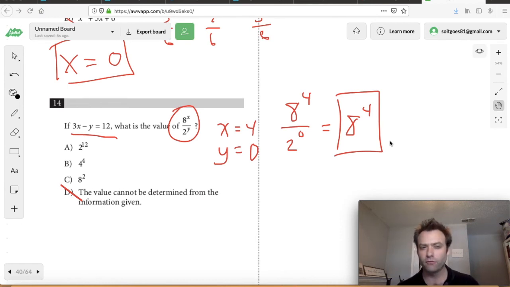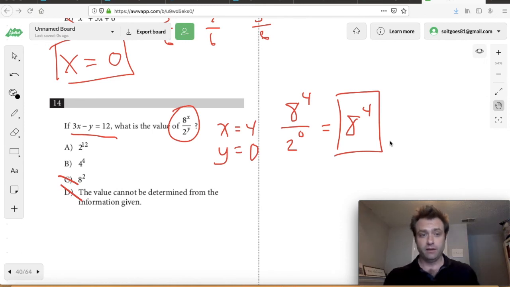I also know it's not answer choice C, right? Because 8 to the power of 2, or 8 squared, is the same as 8 times 8. And 8 times 8 just isn't going to equal 8 to the power of 4, because 8 to the power of 4 is 8 times 8 times 8 times 8. So I know it can't be answer choice C. Also, it can't be answer choice B, because that's 4 to the power of 4. And 4 to the power of 4 is 4 times 4 times 4 times 4, and 8 to the power of 4 is 8 times 8 times 8 times 8. This is not going to equal each other.